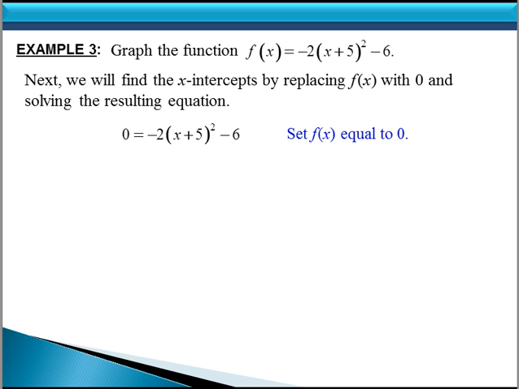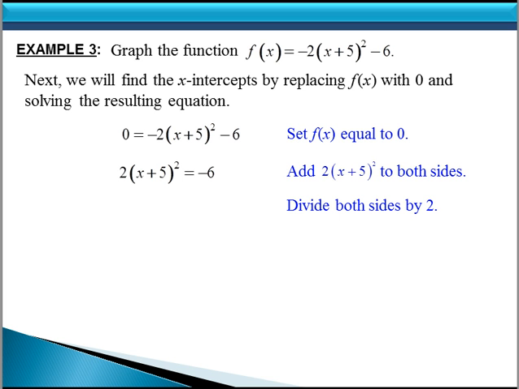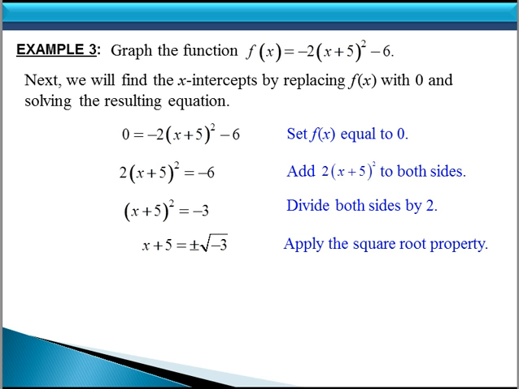I'm going to first isolate that perfect square. I'm going to do that by adding 2 times (x + 5) squared to both sides just to get that positive. Then I divide both sides by 2, again to isolate that perfect square. And now I'm ready to square root both sides using the square root property. So that would give me x + 5 on the left and plus or minus the square root of negative 3 on the right.